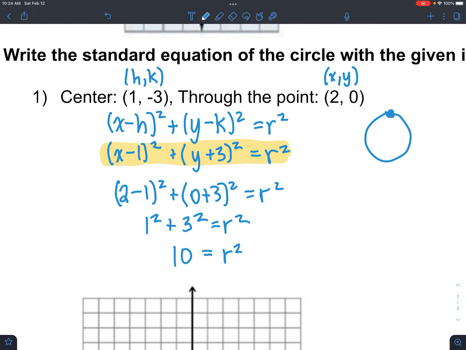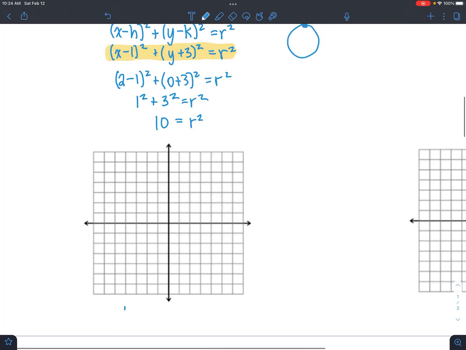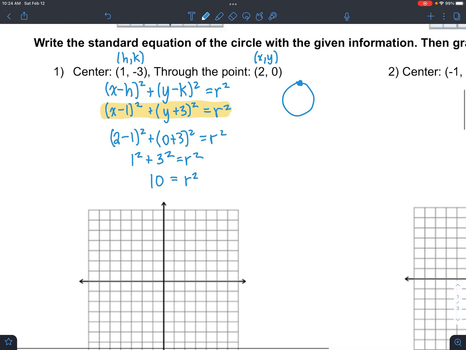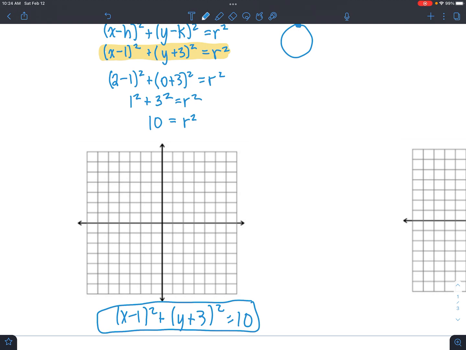So we continue down, and we get down to just a single number on the left. So that's r squared. So the answer to our question would be to take that highlighted part, just copy paste it down here, and replace r squared with 10. This is the answer. That's the equation. And then we have to graph it, though.